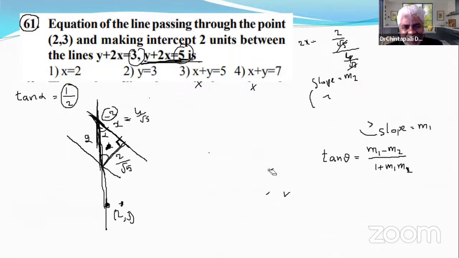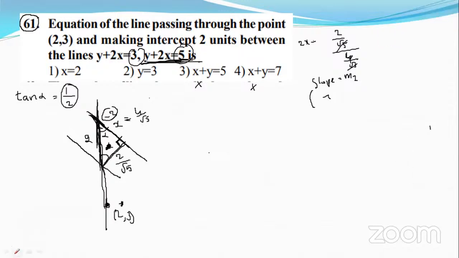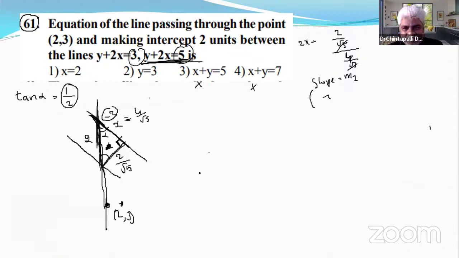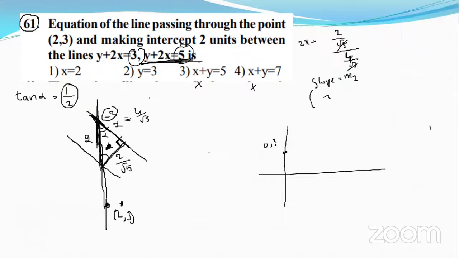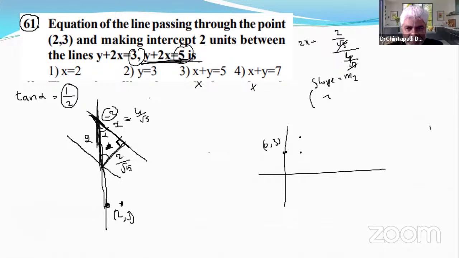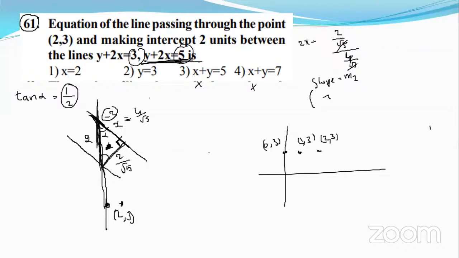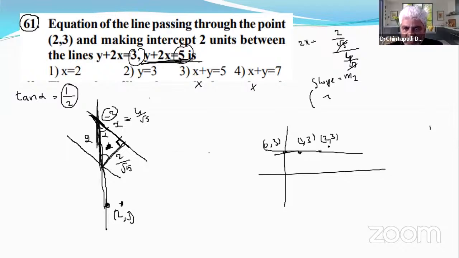Do you know how to find the equation of a vertical line? I told you, the equation of a line is nothing but the property of points on it. That's why I'm telling you one example. Coordinates of this point are 0, 3. Coordinates of this point are 1, 3. Coordinates of this point are 2, 3. What do you understand from these three points? Y equals 3. The equation of this line is y is equal to 3.